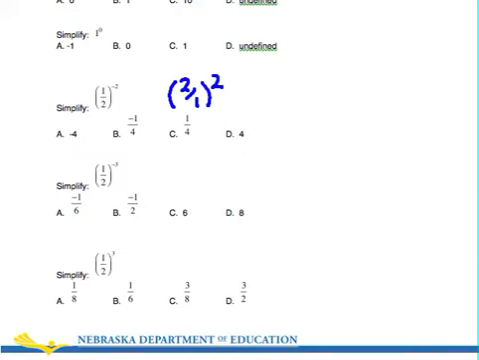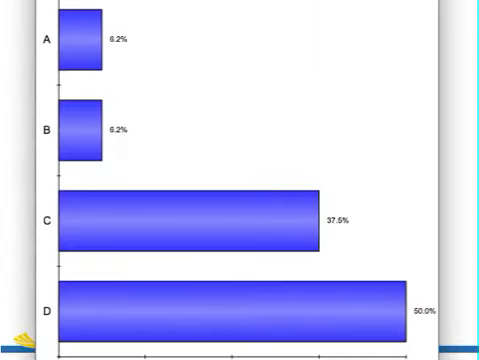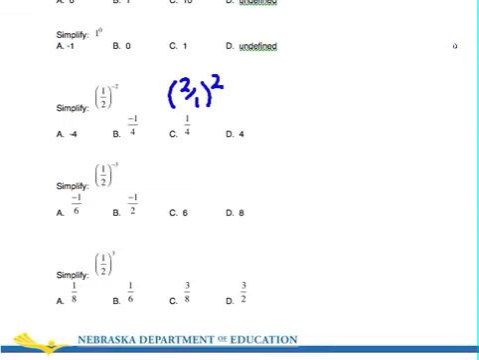Let's shoot for that next one. 1/2 to the negative third power. And the answer is letter D. Nice job, because remember, in order to make that 3 positive, we're going to flip it. So it's actually going to be 2 over 1, quantity cubed. So 2 cubed is 2 times 2 times 2, which is letter D.